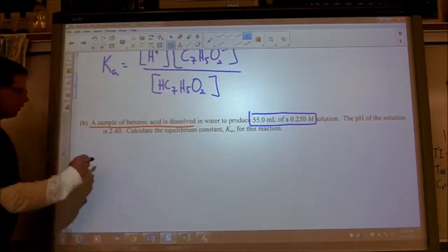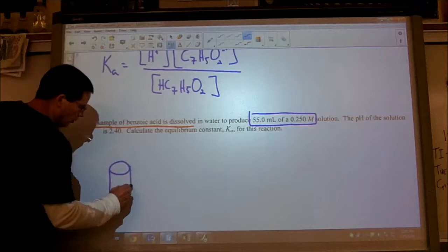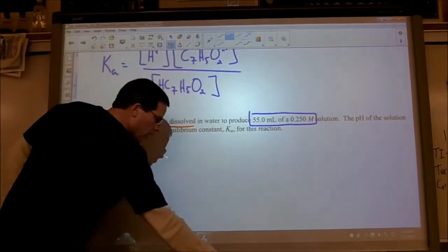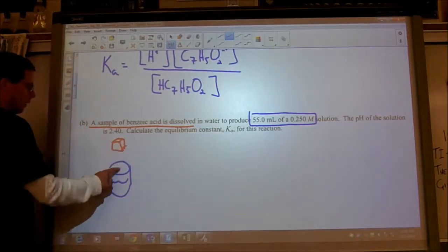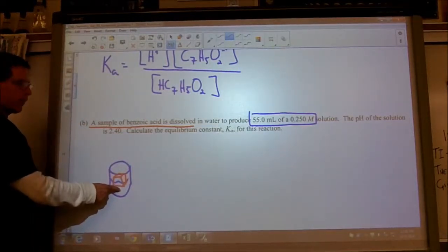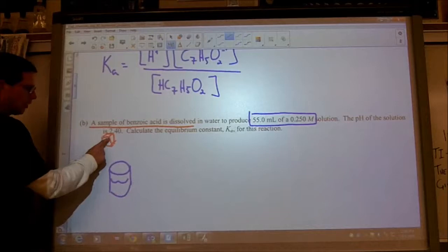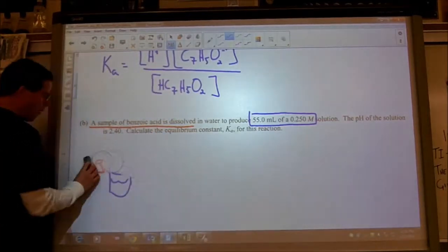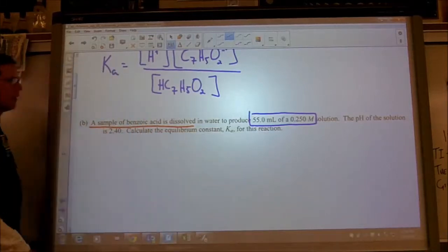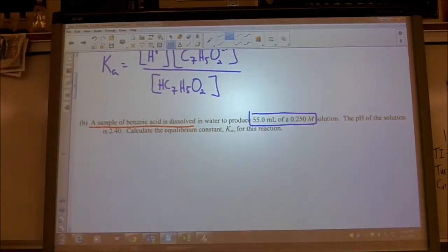What I'm talking about is we have our solution already made, and then we decide to drop some solid in there. That's not what's happening here. We don't have our benzoic acid in here and then we're adding something. This is just the procedure of how that was created. All right, so the pH of the solution is 2.4. Calculate the equilibrium constant. Again, that should not be difficult.